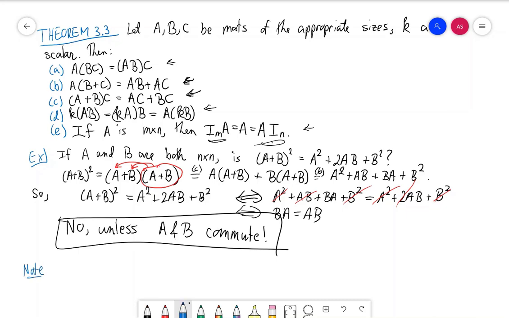Note, by part E here, I_n, so the identity matrix, so if A is n by n, then I_n times A equals A times I_n. So in other words, the n by n identity matrix commutes with every n by n matrix.